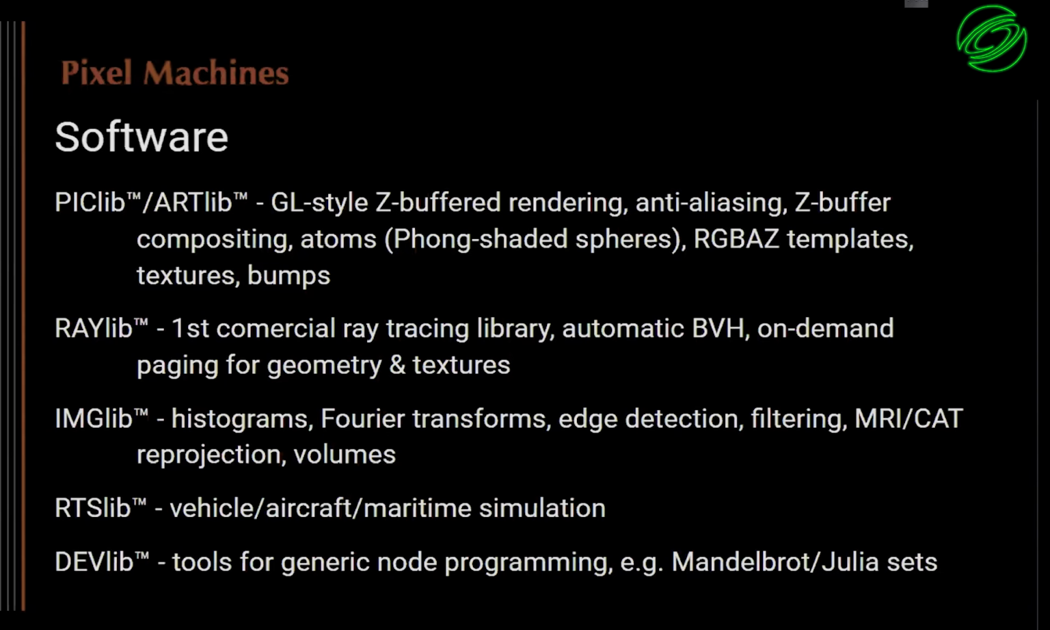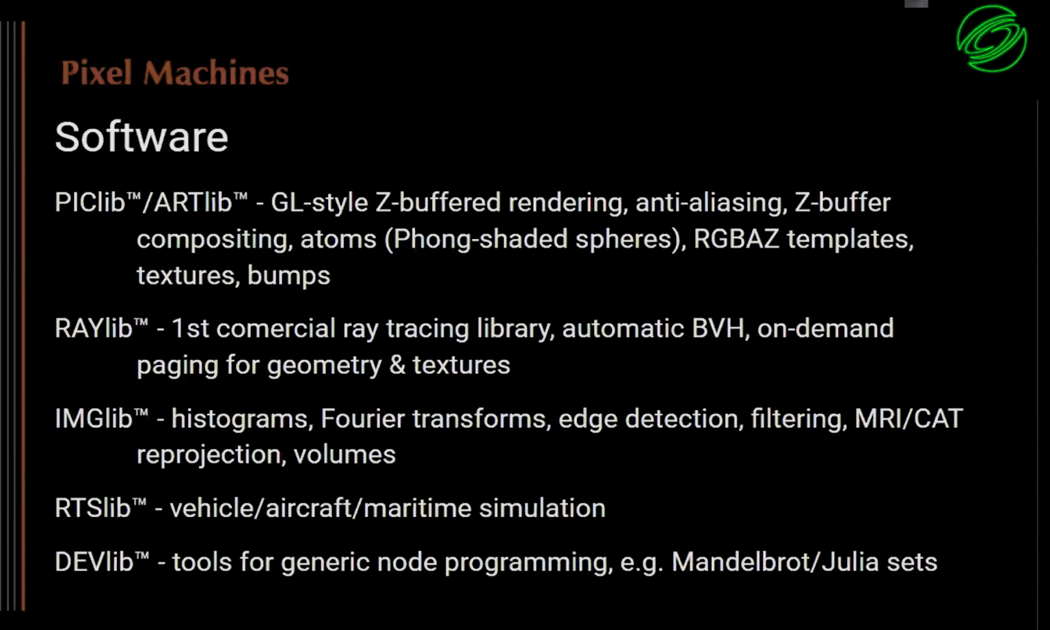Software-wise, we had a lot of software that ran on it. We had what started out as PicLib, which was our picture library, eventually turned into ArtLib, which was our advanced rendering library. It could do GL style, Z-buffer, anti-aliasing, compositing. We had these things called atoms, which are Phong shaded spheres.